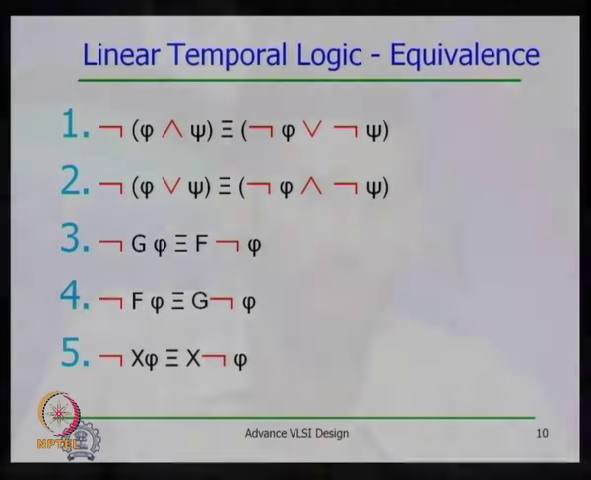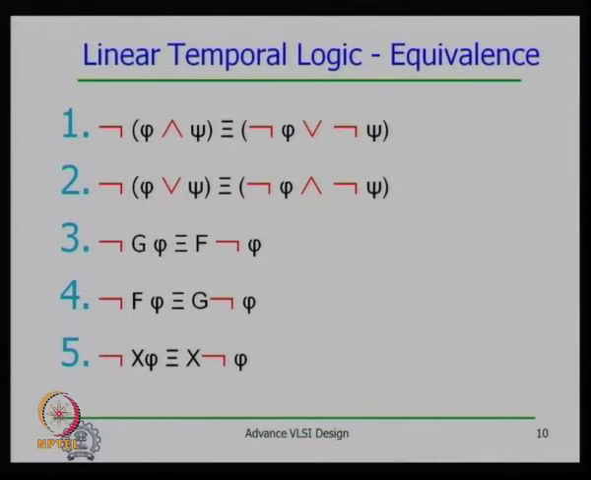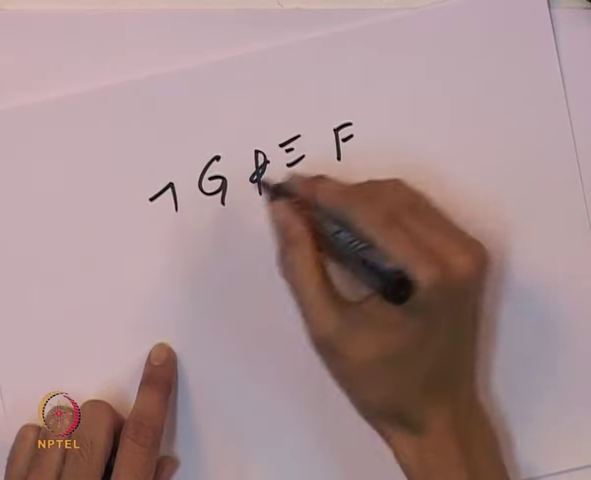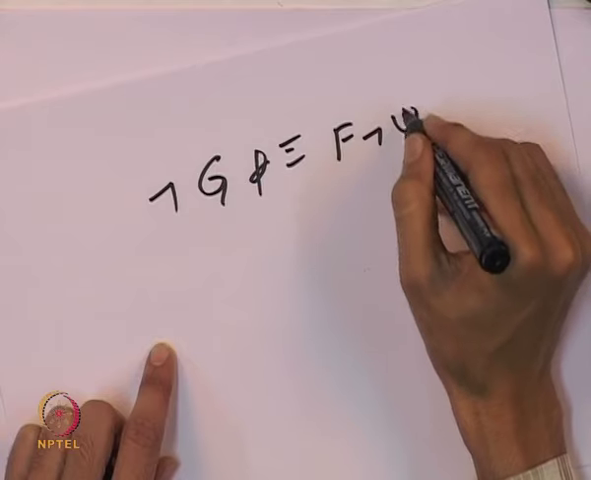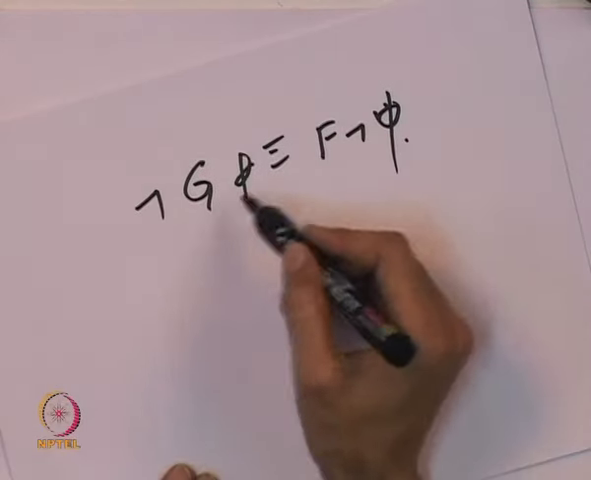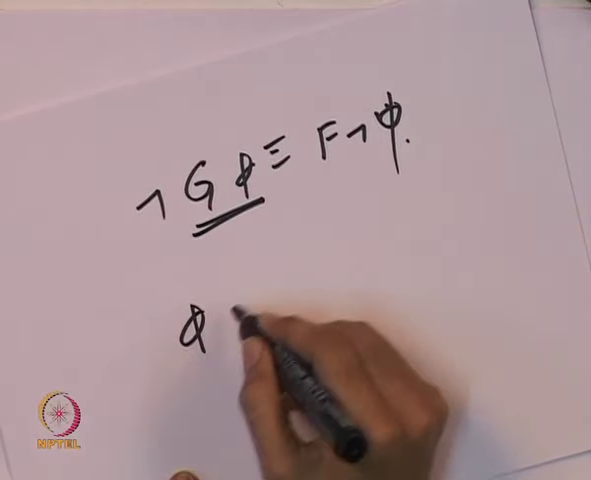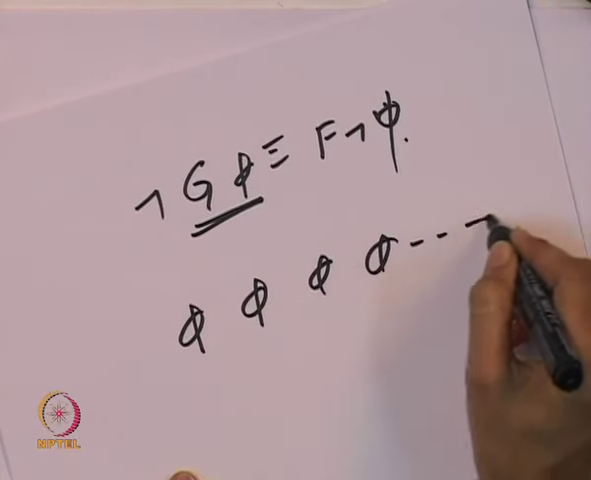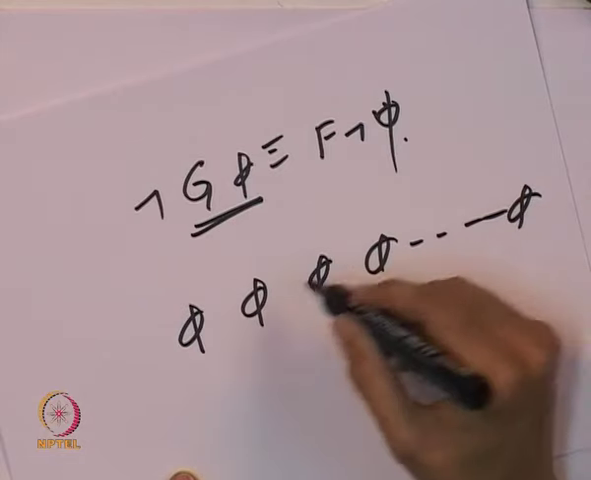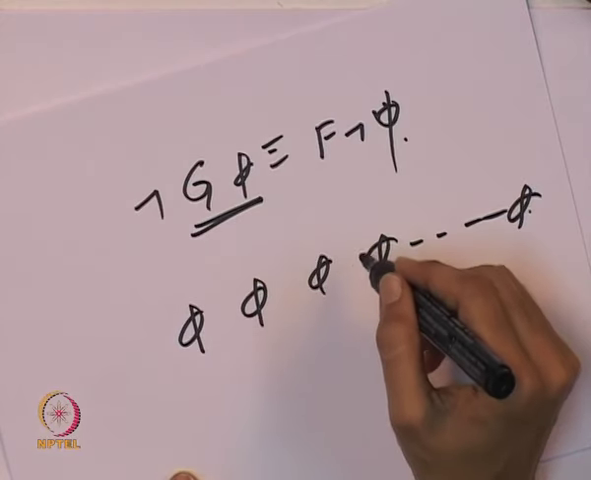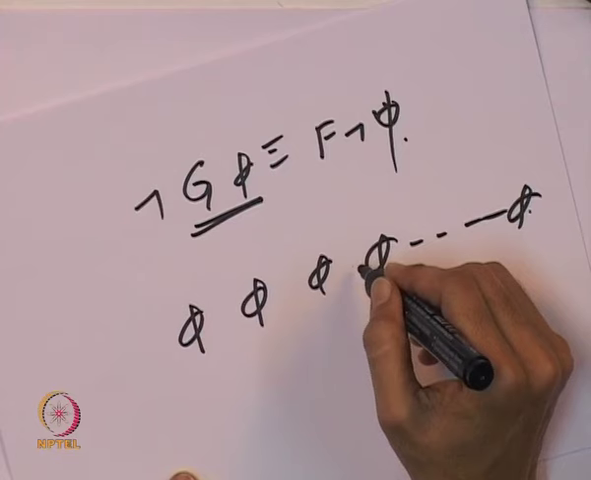Now, there are equivalence relationships between temporal operators. Some of these operators can be defined in terms of others. Like negation of G of phi is equivalent to F of negation of phi. What this says is, take the negation of G of phi. G of phi is satisfied when all along the path you have phi, phi, phi, phi holding good. This formula fails if any of the states has negation of phi.